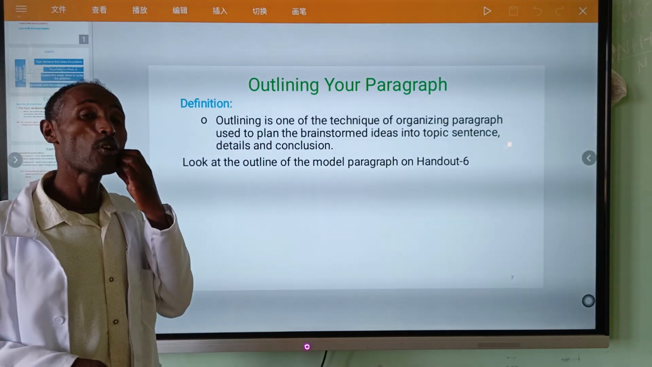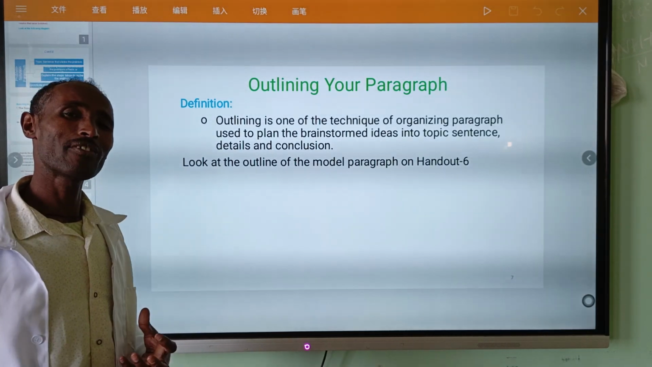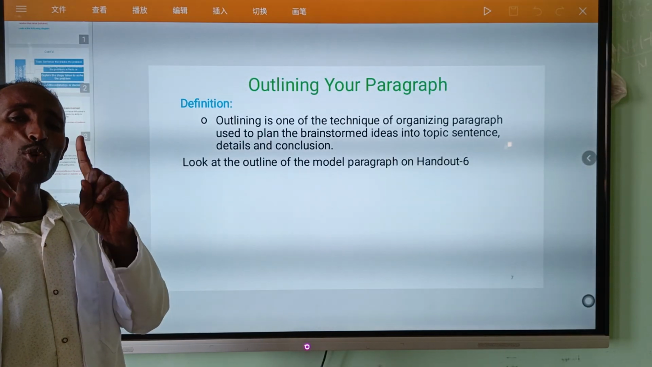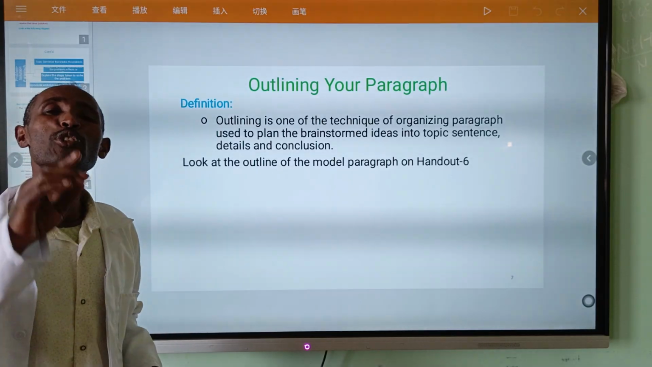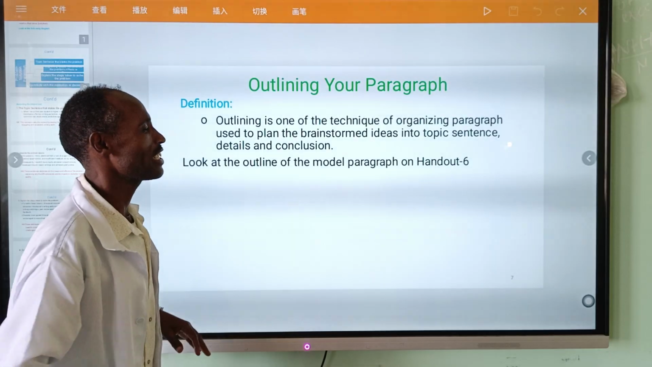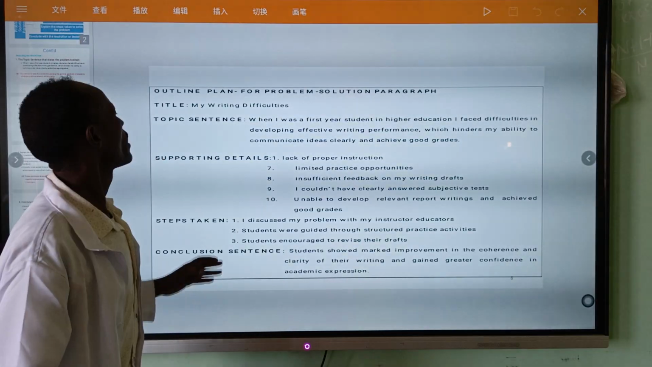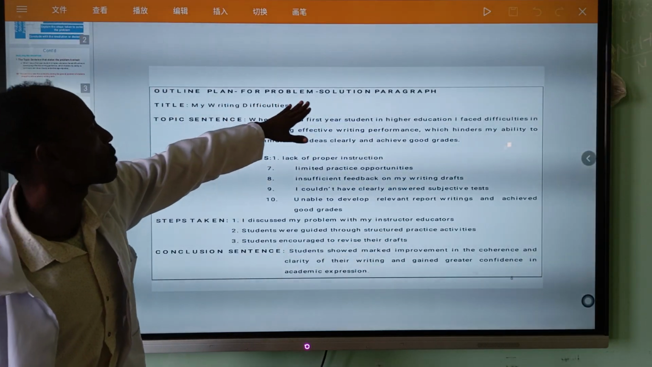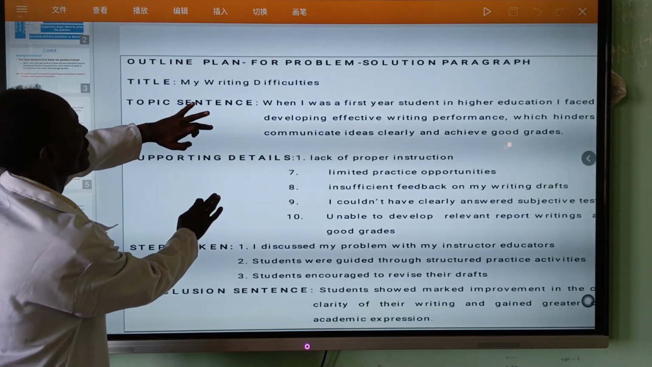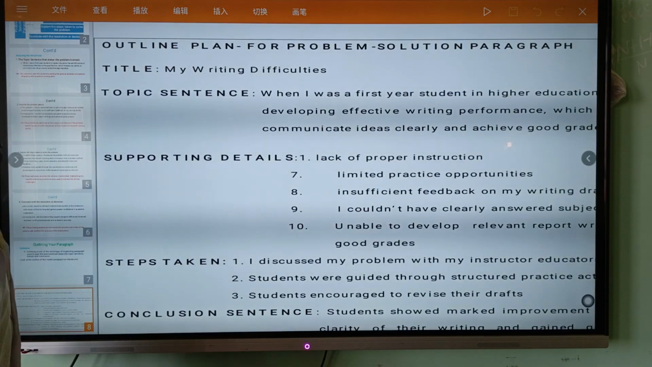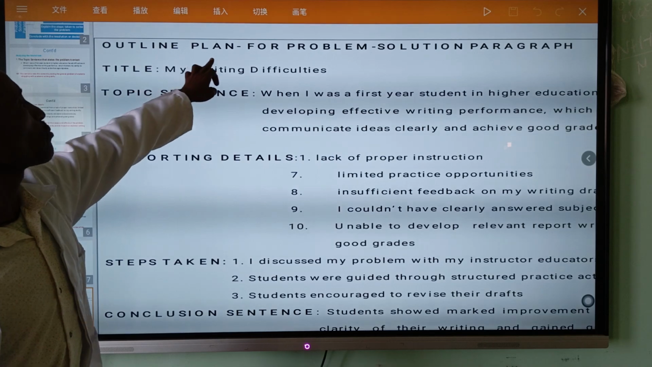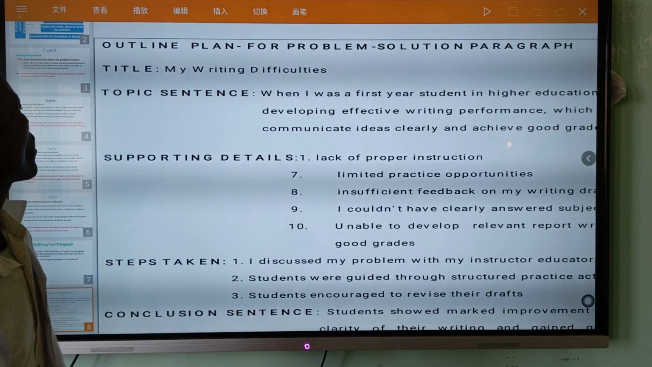Before you outline your paragraph on the topic you are going to write, let me show you the outline of the model text I have selected for you. Here is the outline plan for the problem solution paragraph. Look at it properly, let me widen it. Look here. Outline plan for problem solution paragraph.